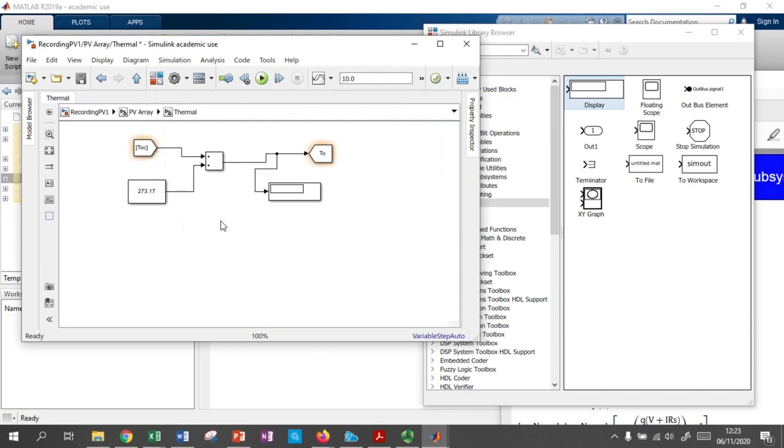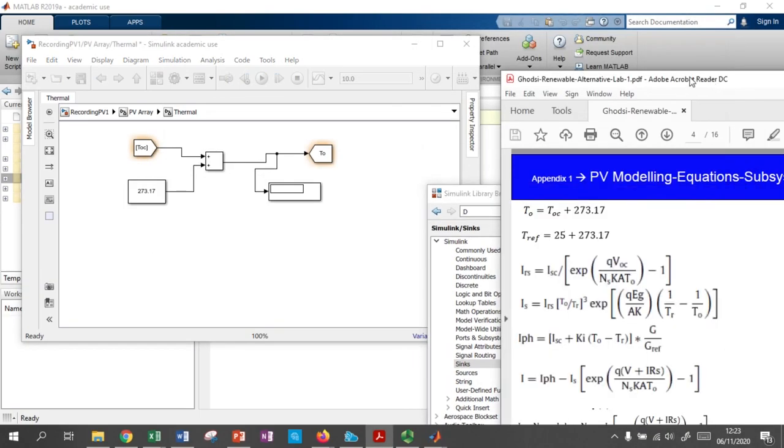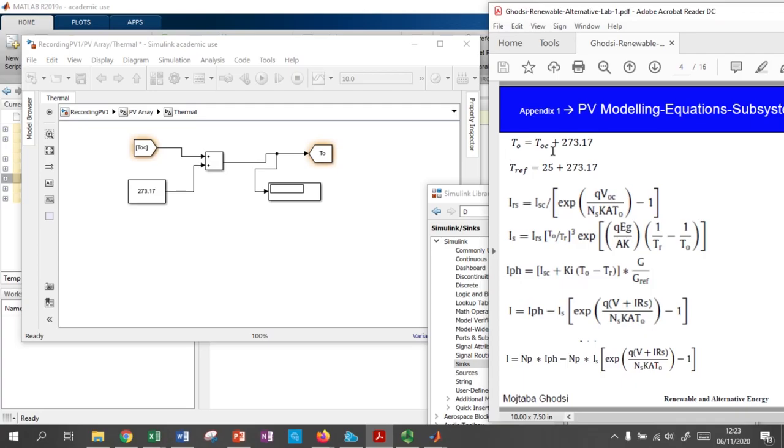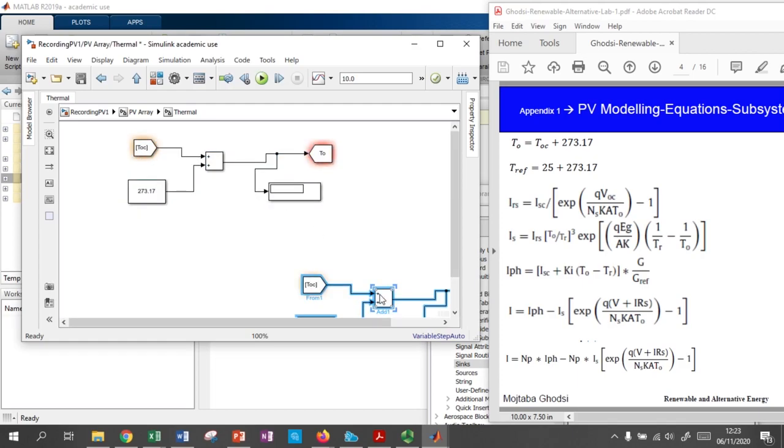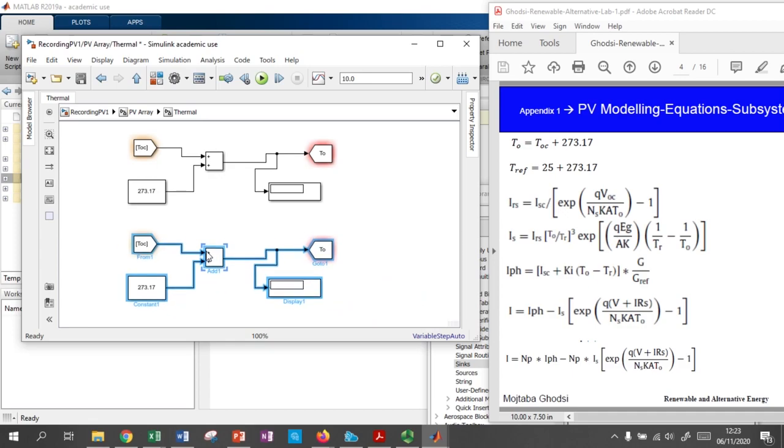Okay, now we make the first equation. As you can find here, this is the first equation: TO is equal to TOC plus 273.17. We need to make the T reference too. Very simple. I will just Control C and Control V, and I will put it here. But this time I do not have any input. I know the reference temperature. I should only convert it from centigrade to Kelvin.